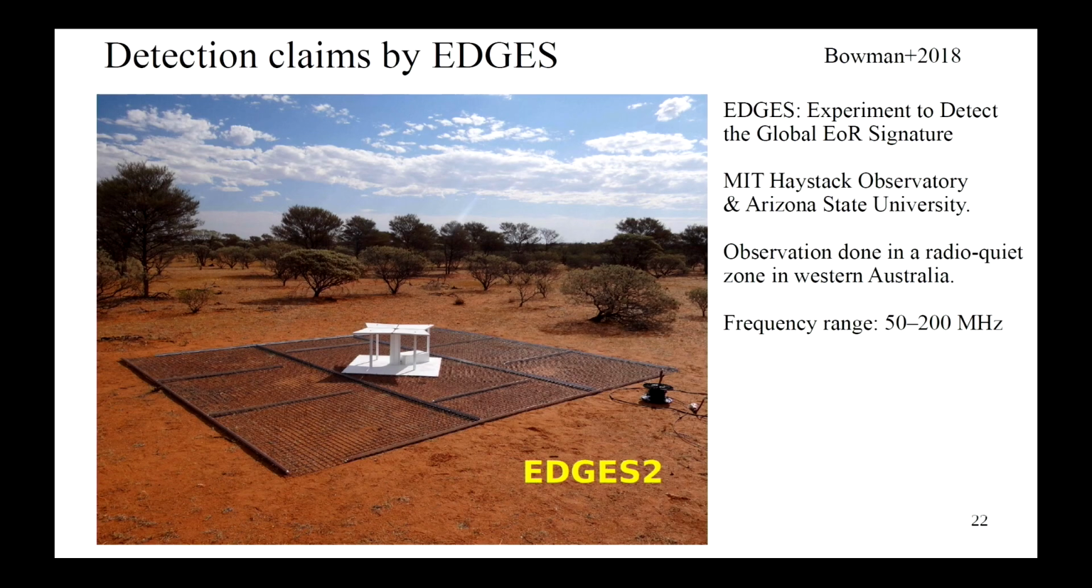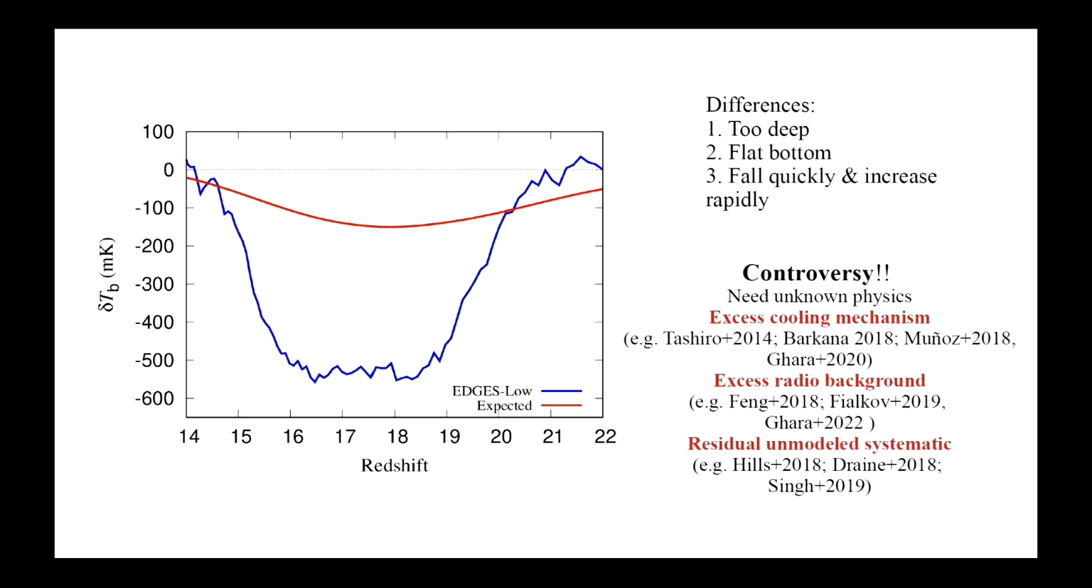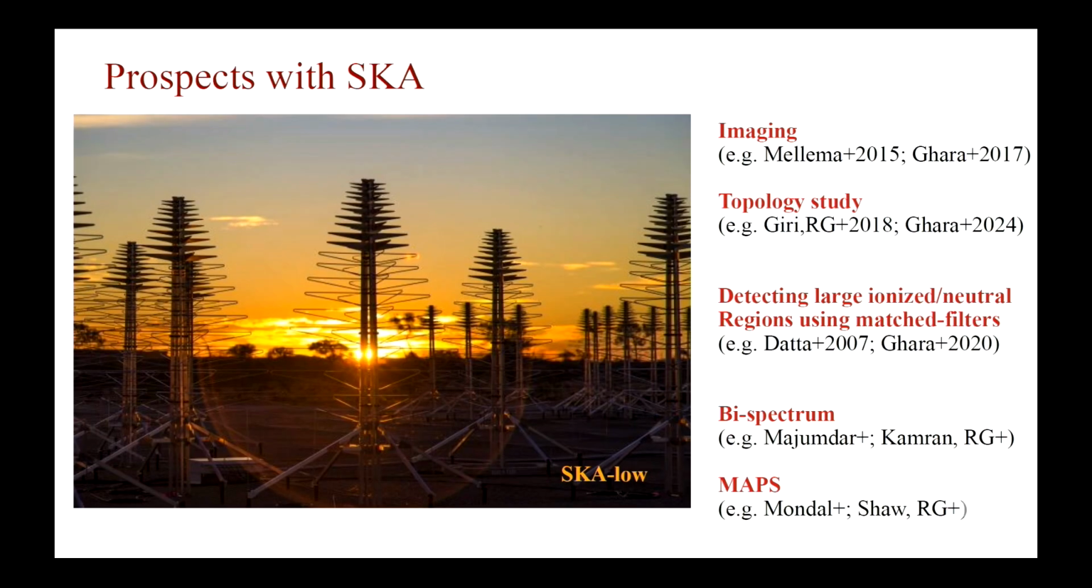Now, EDGES low band data has created this controversial brightness temperature profile, which has a very strong signal, and the nature of this profile is also very different compared to what theoretical predictions are. And that deep signal can only be explained by introducing an excess cooling mechanism or excess radio background. But it is probable that their analysis method had some error, and it is probably due to some residual unmodeled systematic which led to this particular very strong signal. So this is more or less the understanding at this point.